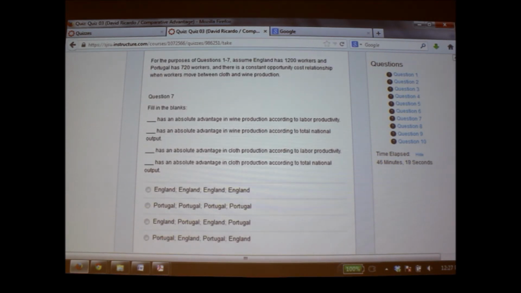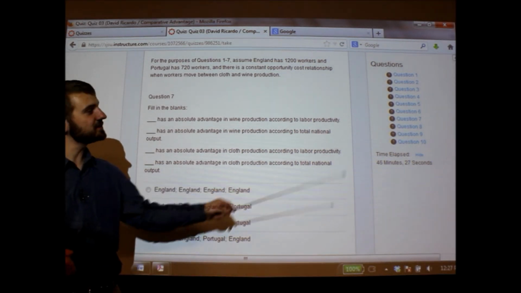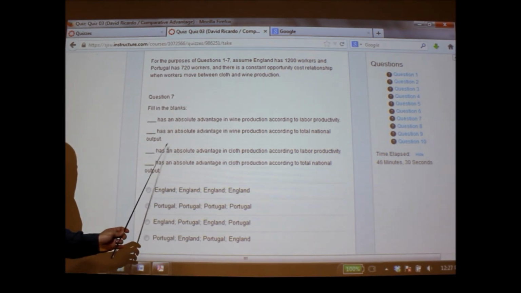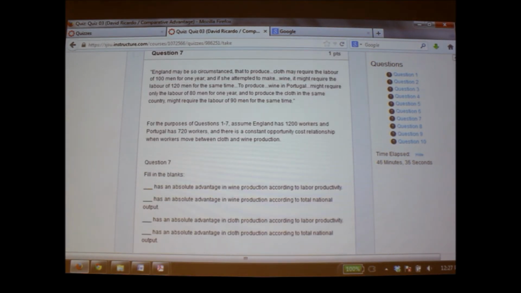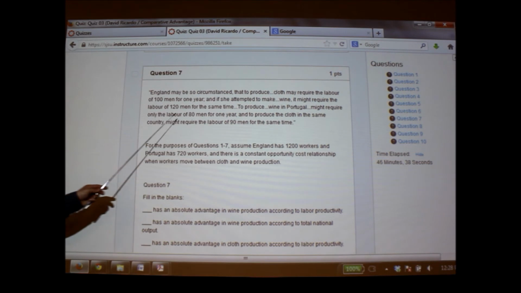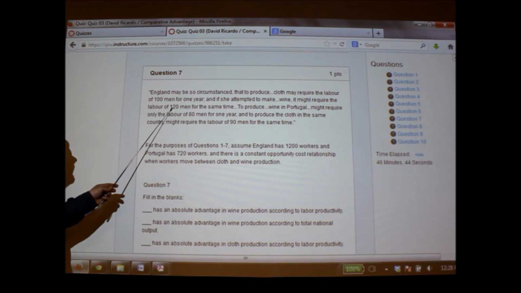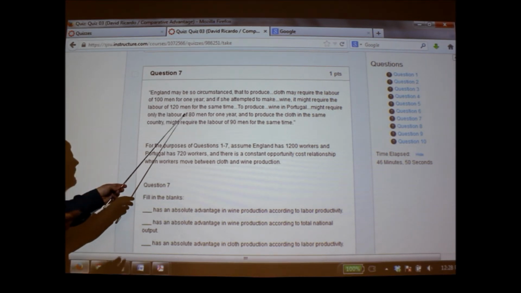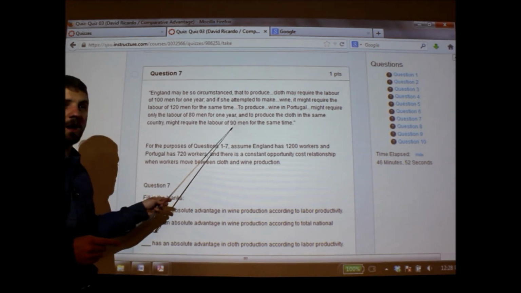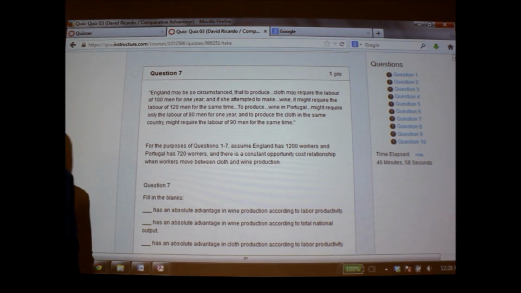I mentioned absolute advantage a moment ago. That's just to say which country is better. And we can say better with respect to labor productivity, but also total national output. And let me describe what I mean by that. We did see that Portugal requires 80 men to make wine, whereas England requires 120 men. So Portugal has an absolute advantage with respect to labor productivity in wine. And also an absolute advantage with respect to cloth, because it takes 90 versus 100. So Portugal has an absolute advantage with respect to labor productivity.